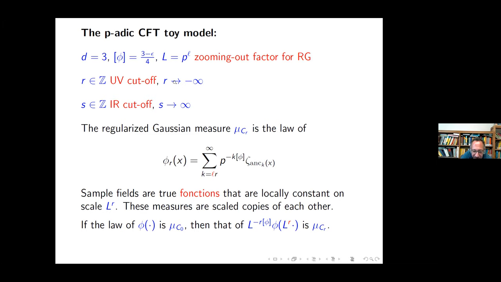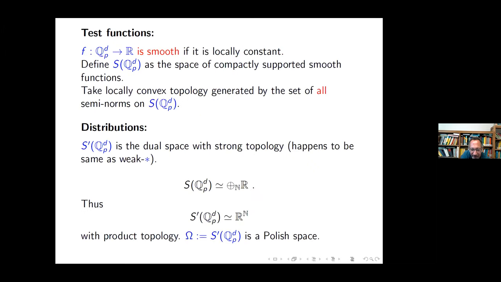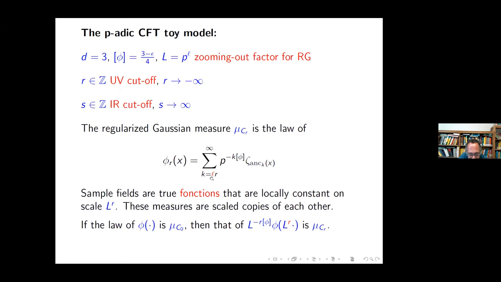So R is actually the ultraviolet cutoff, meaning that I'm going to impose a cutoff on short distances which are smaller than P to the R. Same as approximating the continuum by a lattice of mesh P to the R. And so with that, I'm going to define a regularized Gaussian measure. In that case, it's given by this. So if you remember, it's exactly the same formula as before. But now this is limited in the negative, meaning in the ultraviolet direction, by essentially R times L.